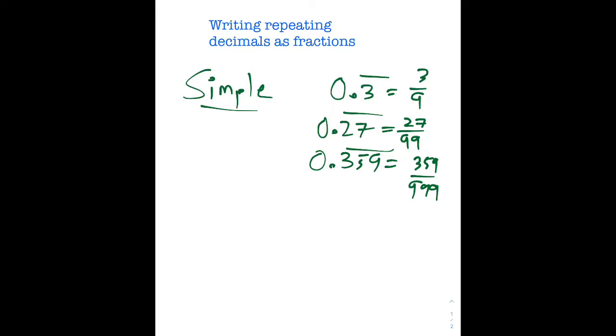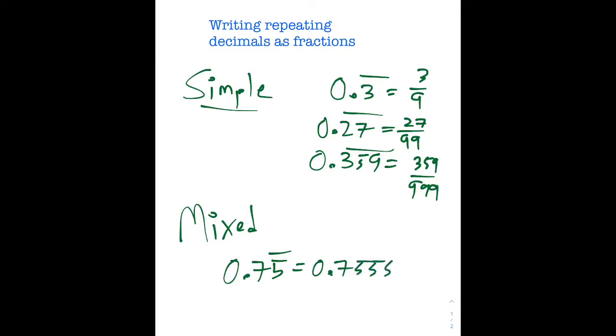If you have something that doesn't, I'm going to call them mixed. If you have something that doesn't entirely repeat behind the decimal, something like 0.75 repeating, and only the 5 repeats. So that's 0.75555. So this bit all repeats, but that one doesn't.